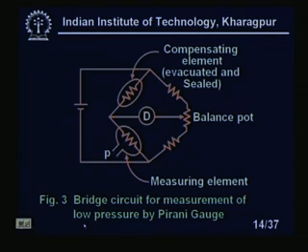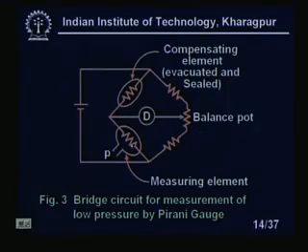Now, see, this bridge circuit is actually used for measurement of low pressure by the Pirani gauge. Since it is a resistance device, it should be affected by the ambient temperature variations. If the ambient temperature changes, what will happen? This resistance will change. To avoid that, you will use 2 Pirani gauges and put them on 2 arms of the Wheatstone bridge, right.